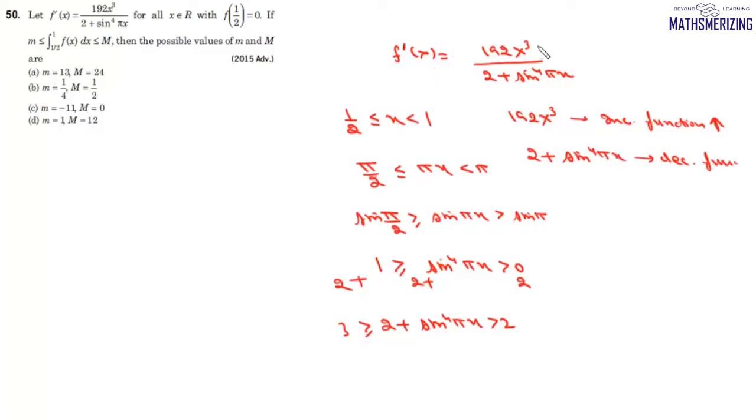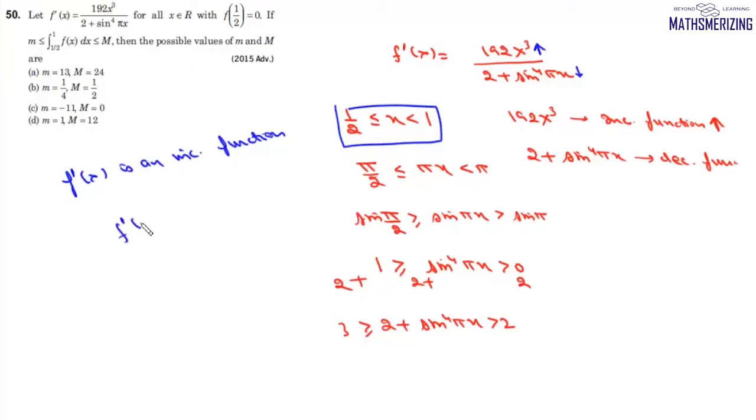So for this f dash x, the numerator function increases and the denominator function decreases. When the numerator increases and the denominator decreases, it simply means that this f dash x is an increasing function. So when x lies between 1 by 2 and 1, this f dash x increases. Now when f dash x is an increasing function, the minimum value will occur at 1 by 2. So it will always be greater than or equal to f dash 1 by 2 and less than or equal to the value at 1, f dash 1.